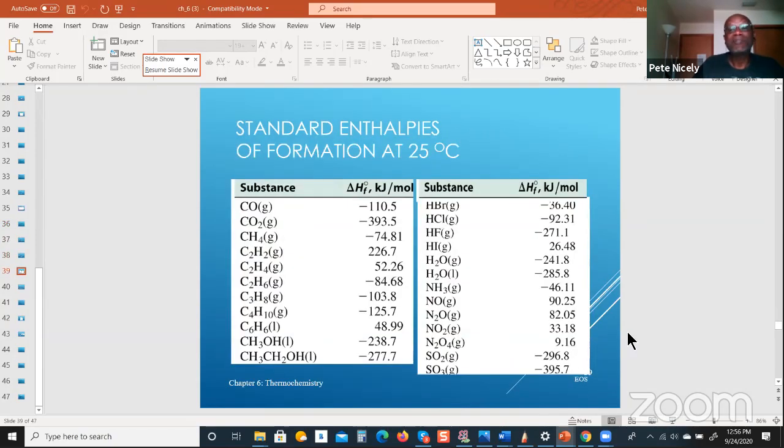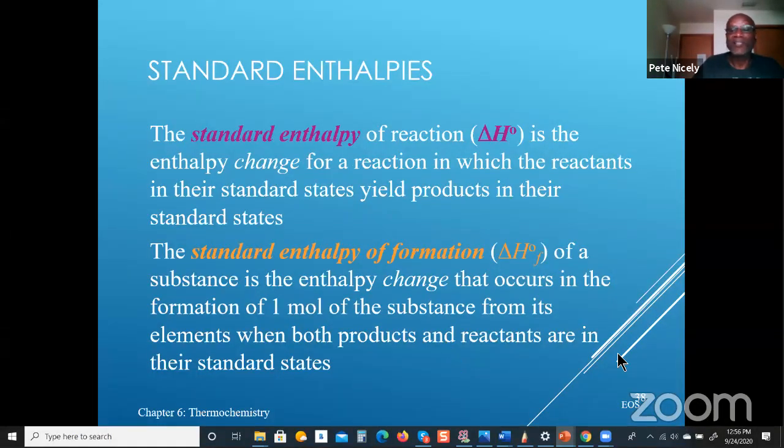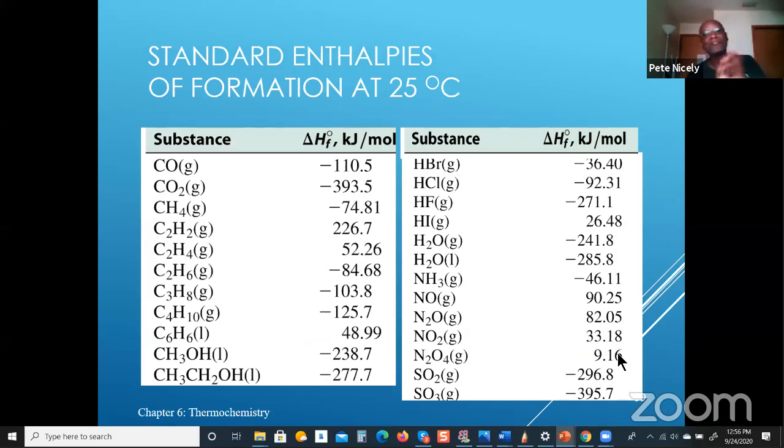Now, there are tables that have been put together which give you the enthalpy of formation under standard conditions of different substances. What you're looking at here on the screen is a small portion of such a table, with some important compounds. For example, in the case of carbon monoxide gas, this is the enthalpy change for the formation of 1 mole of that gas from its elements. Or in the case of dinitrogen monoxide, 82.05 is the enthalpy change for the formation of 1 mole of that compound from its elements.